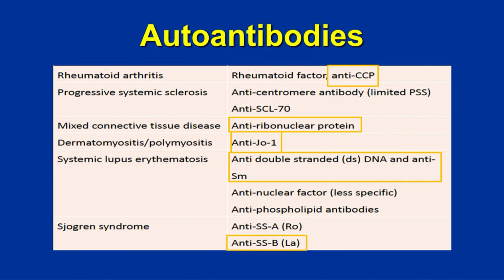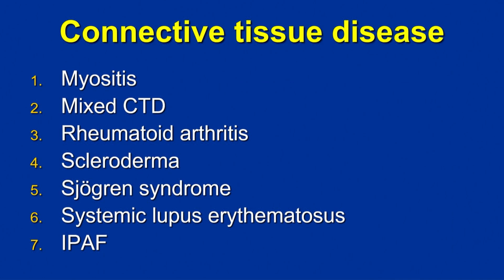So I am not a rheumatologist, and I'm not an expert on autoantibodies, and you probably don't want to hear me talk about autoantibodies, but I'd be remiss if I didn't at least mention some of the more specific ones in specific connective tissue diseases. For example, in rheumatoid arthritis, we have anti-CCP. Mixed connective tissue disease, you have anti-RNP. In myositis, we're looking for anti-Jo1 antibody. Systemic lupus erythematosus, we have anti-double-stranded DNA and anti-Sm. And Sjogren syndrome, we have anti-SSB as well as anti-SSA.